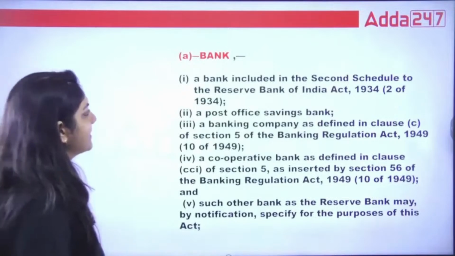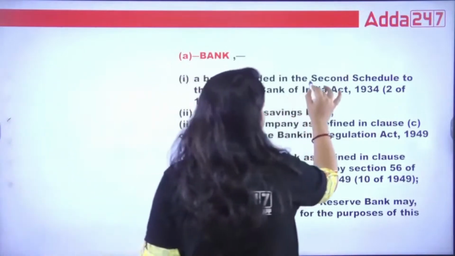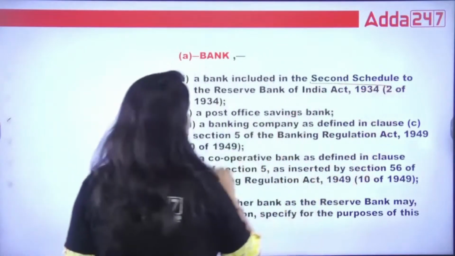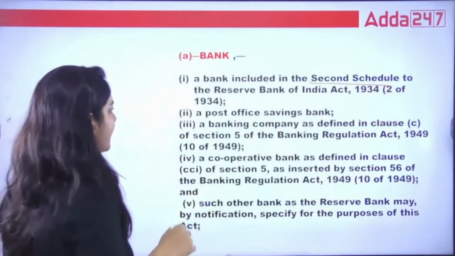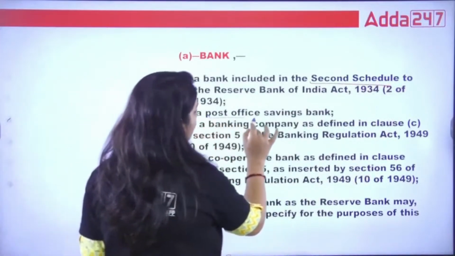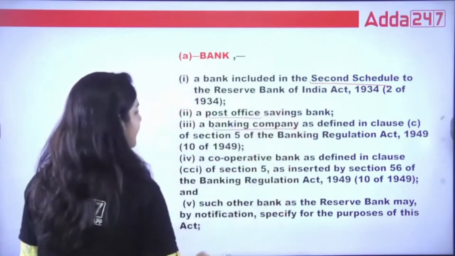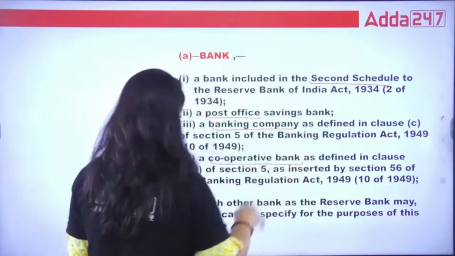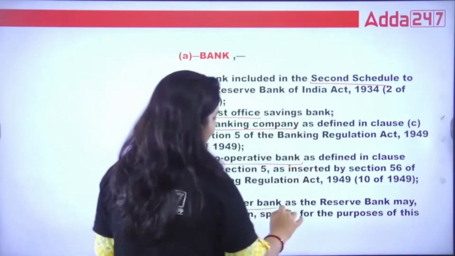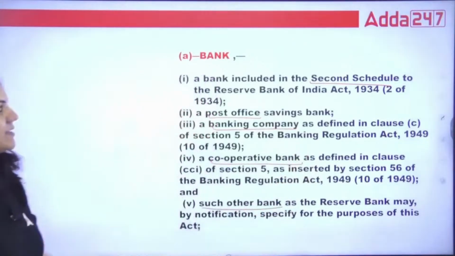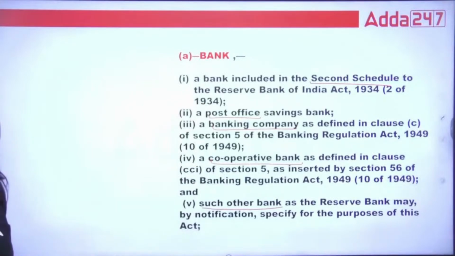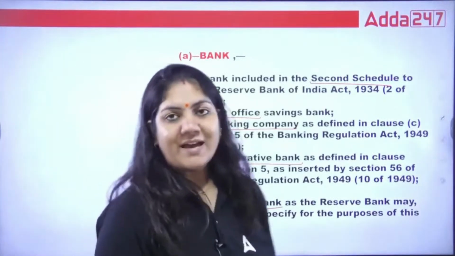Bank is basically that which is included in the second schedule to the Reserve Bank of India. It includes Post Office Savings Bank, Banking Company, Cooperative Bank and such other banks. So this is the definition of bank that is in the Payment and Settlement Systems Act.